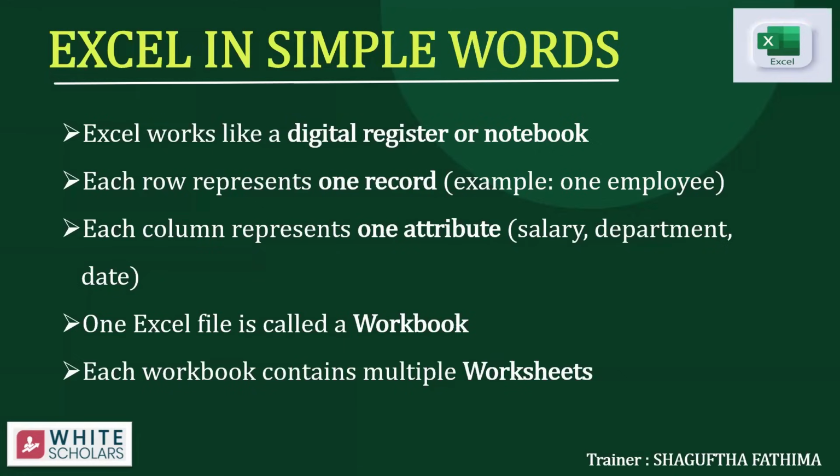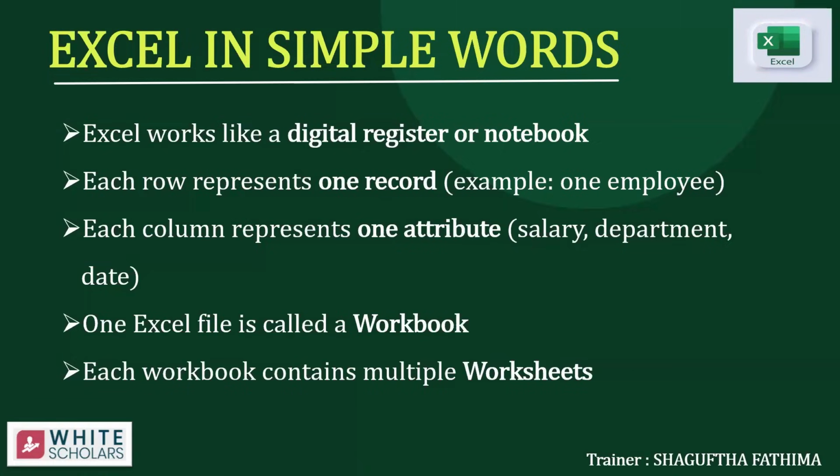You can do everything, whether it is condition based, functions, formulas, conditionals, formatting, anything can be done in Excel. That is similar. What does each row represent? Each row represents one single record. Now, each column represents one attribute. That may be a salary column or a department column.